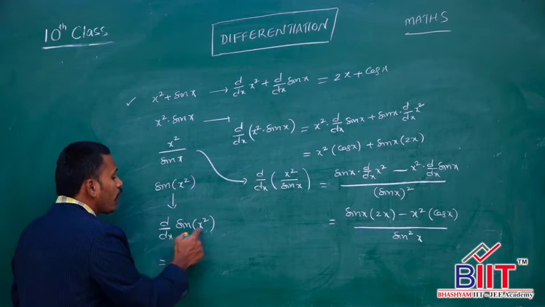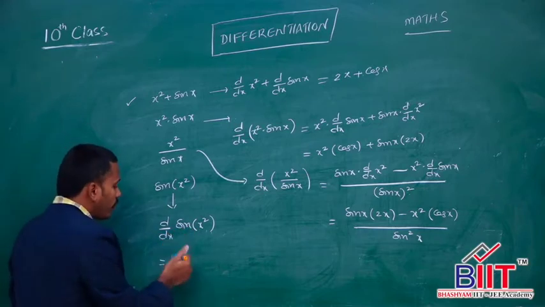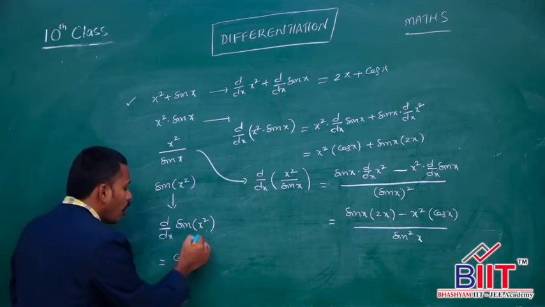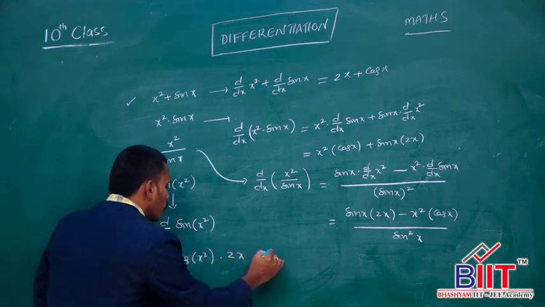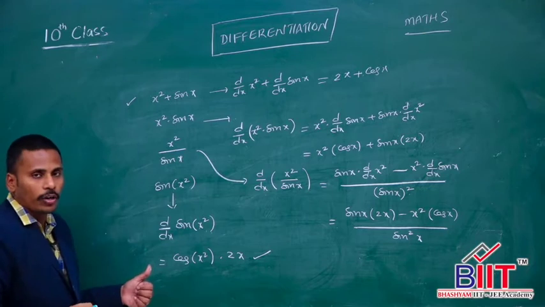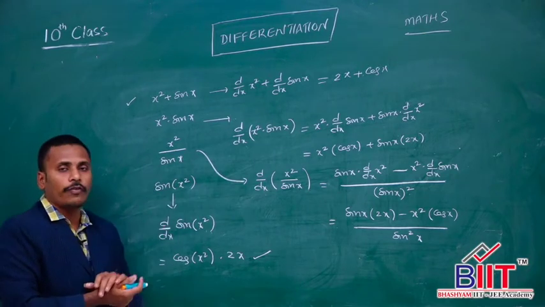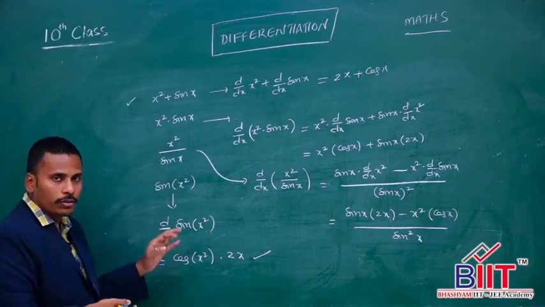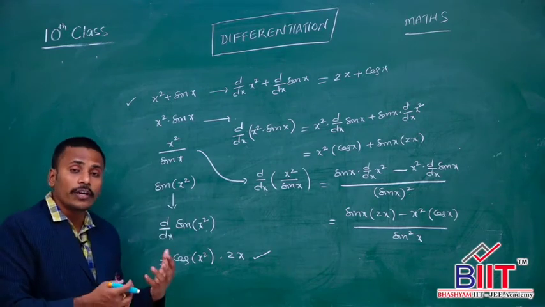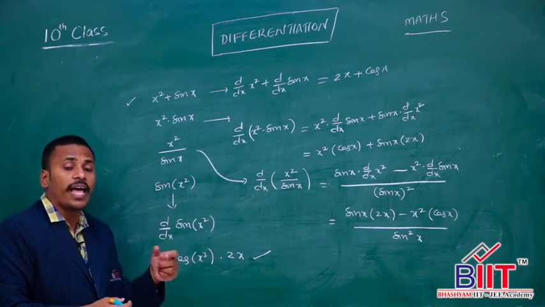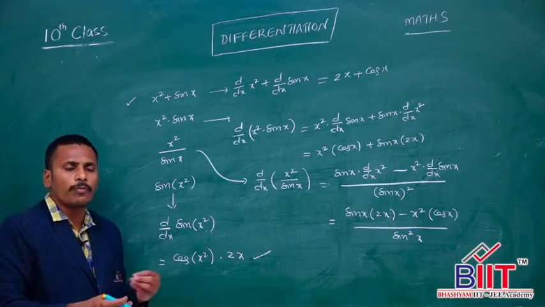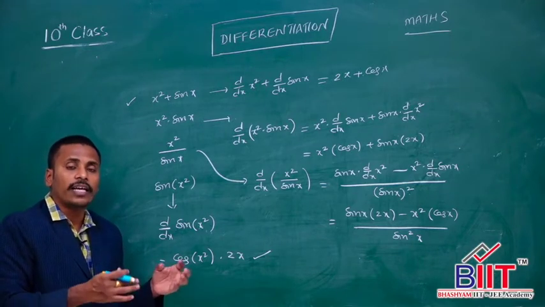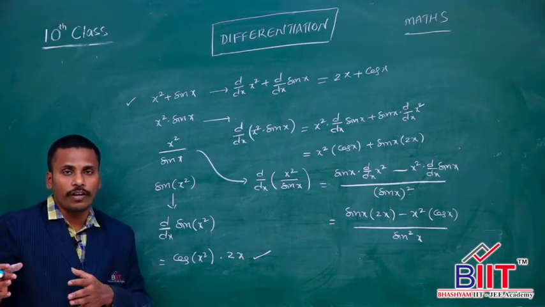d by dx of sin of x square we need to calculate. For that sin, the derivative is cos of this x square into the derivative of x square, which is 2x. Like this we will calculate derivatives for composite functions. Once again, just have a look at how to calculate the derivative for the sum, product, division as well as for the composition. Then I will discuss some more simple problems related to the chain rule, and then I will go with different methods of differentiation.